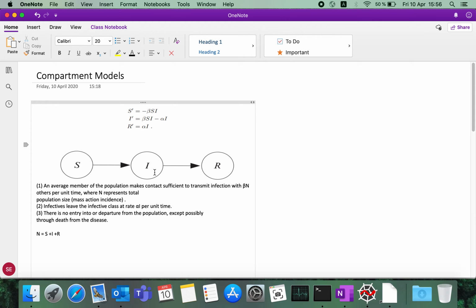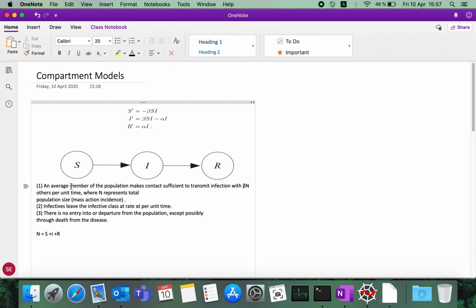So we will solve this SIR model by formulating it with differential equations. The differential equations that we have are these three. The first one is the rate of change of susceptible people. The second one is the rate of change of infective people. And R dot represents the recovery rate.